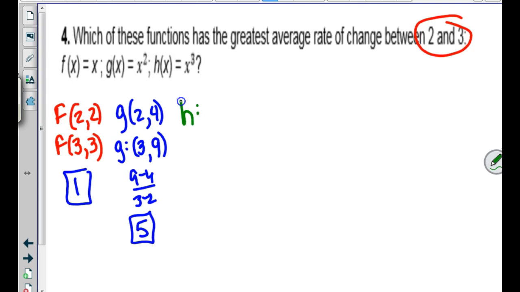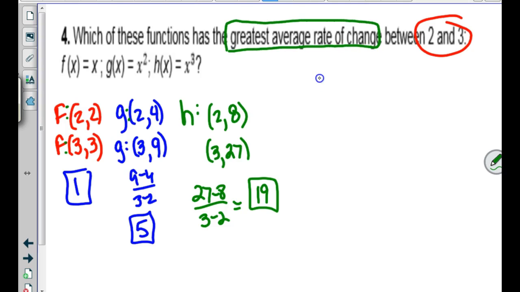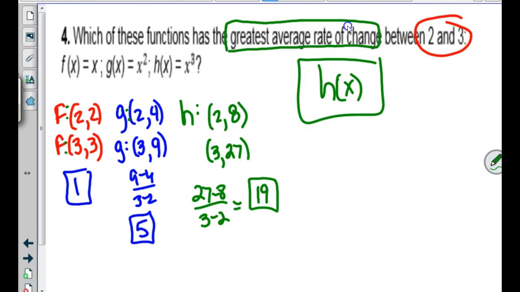For h, I should not be writing these like function notation. If I put in a 2, I get out 2 cubed, which is 8. If I put in a 3 and cube it, I get out 27, so 27 minus 8 over 3 minus 2 would be 19 over 1. So which of these has the greatest average rate of change? H of x, right? The cubic is going up faster.